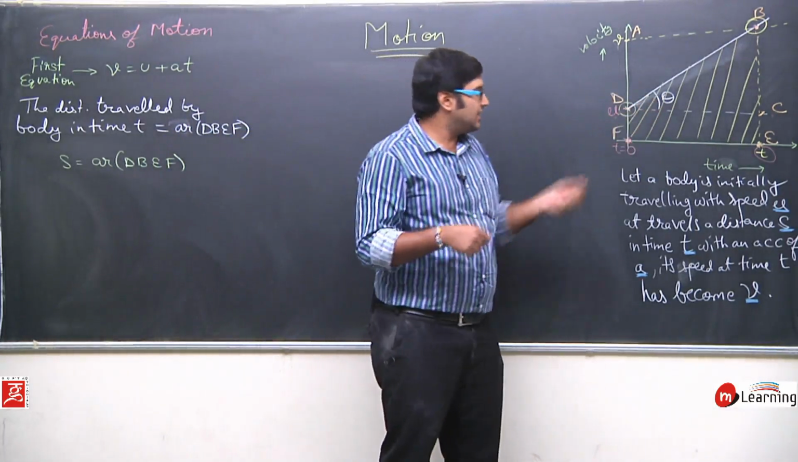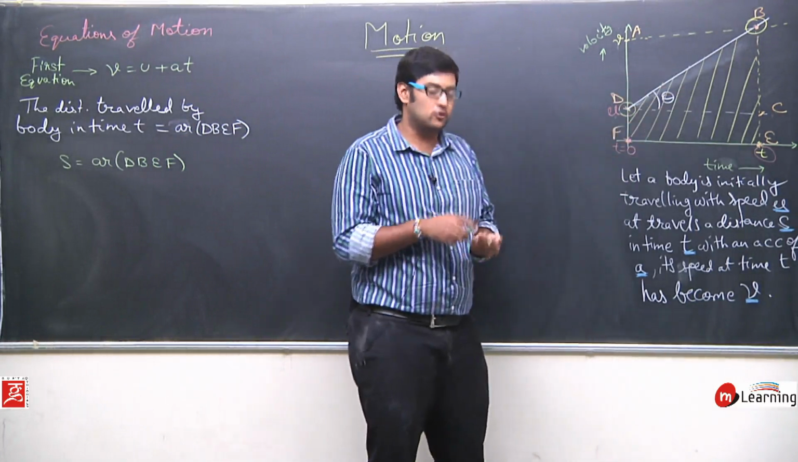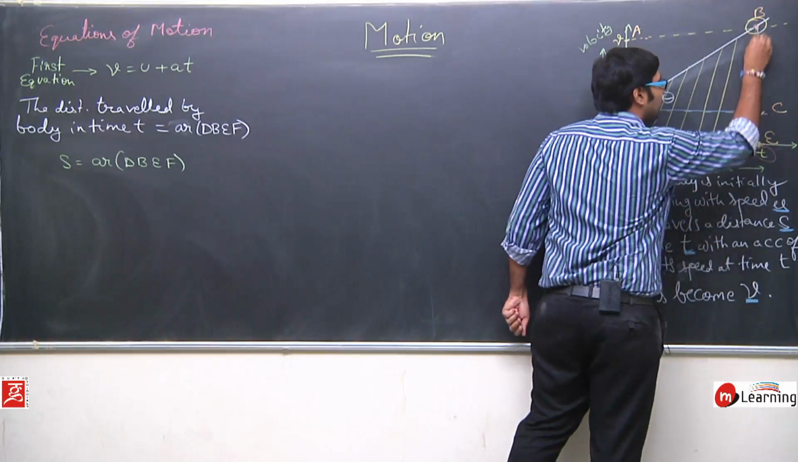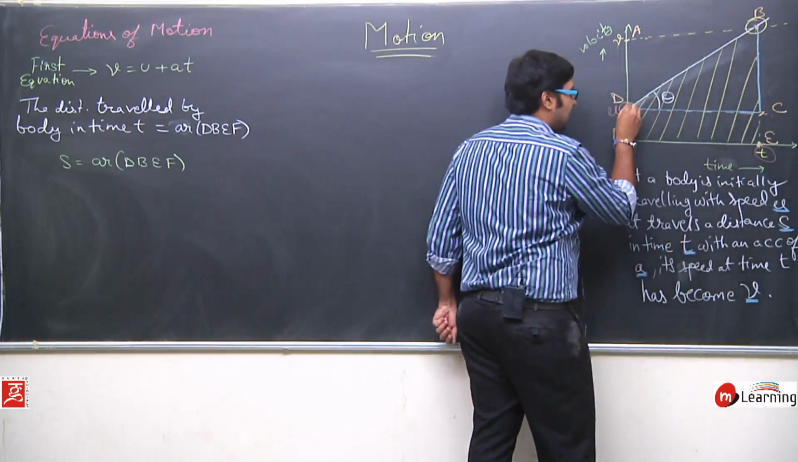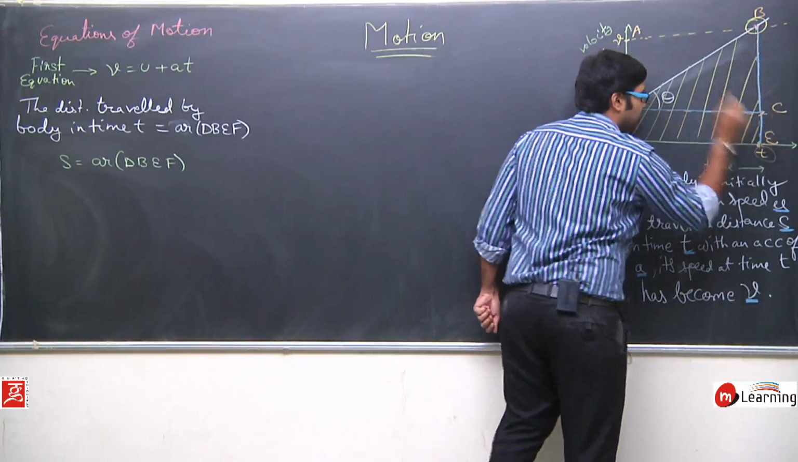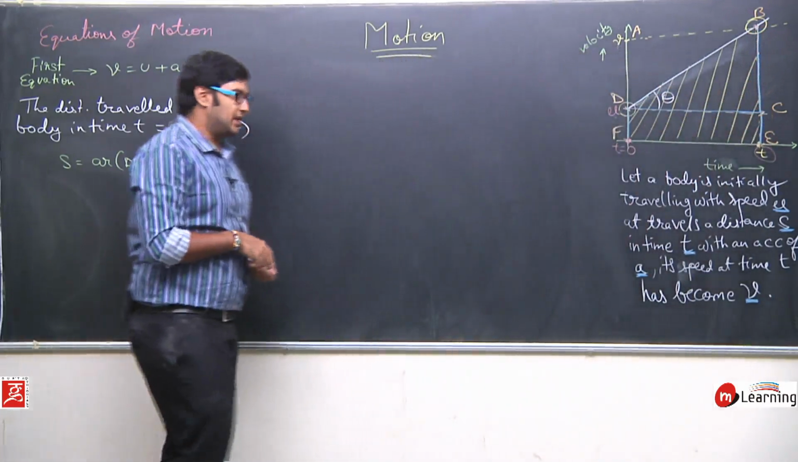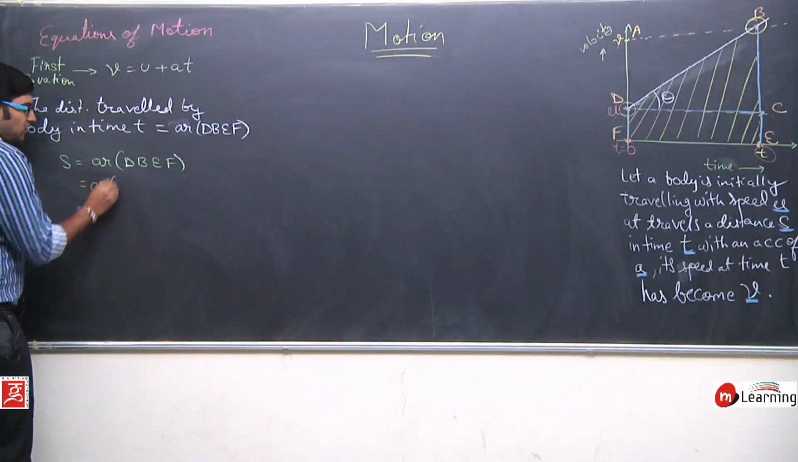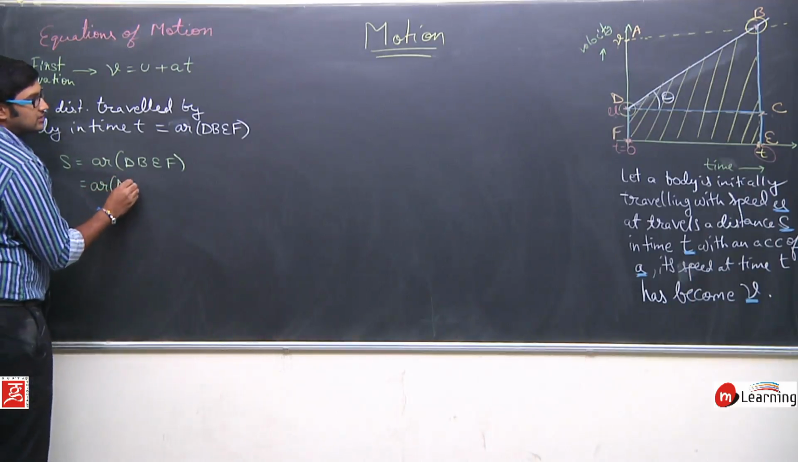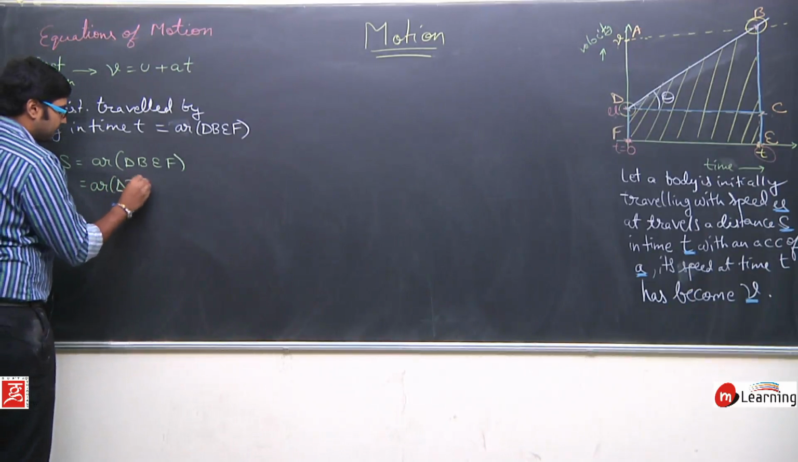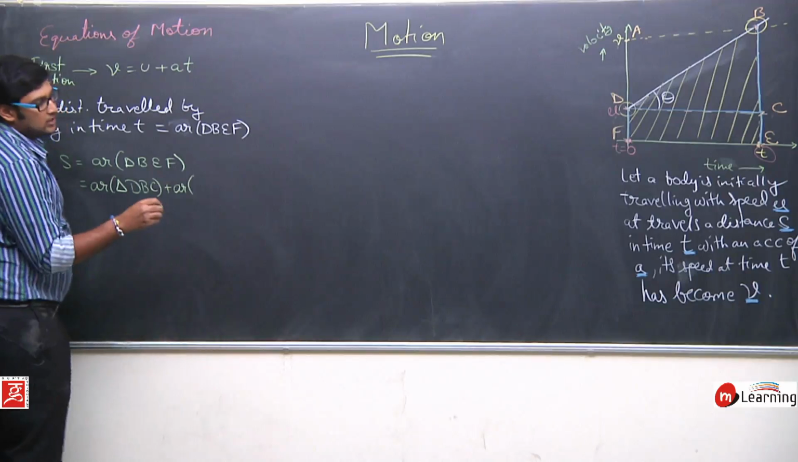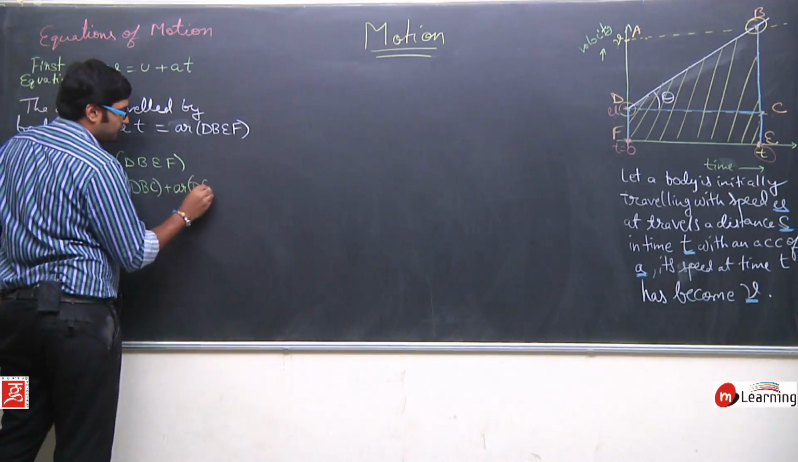Now we can see DBEF is formed by two figures. One is this triangle, and another is this rectangle. So I can say area of DBEF, instead of it I can write area of triangle, this is DBC, plus area of the rectangle DCEF.